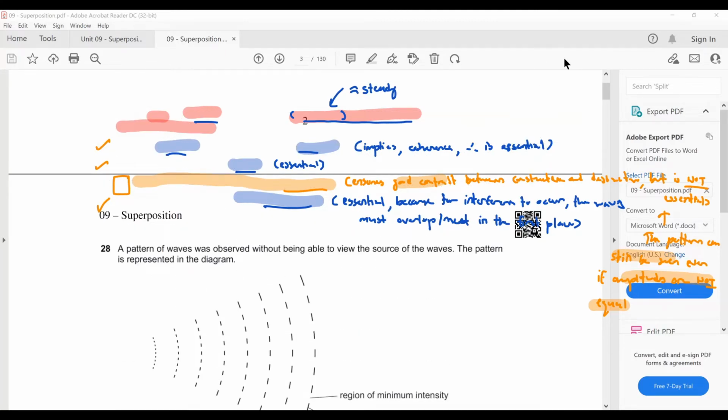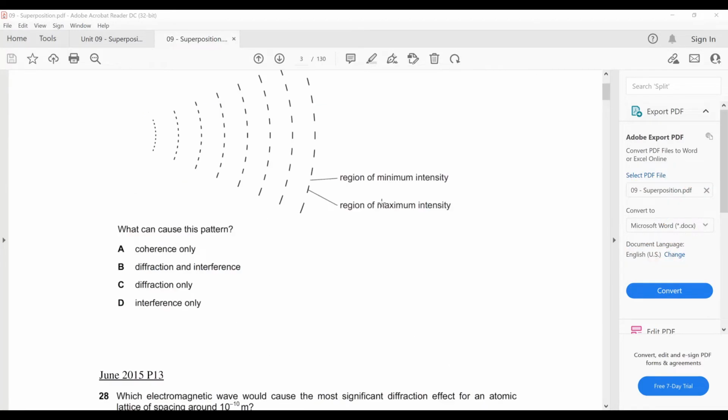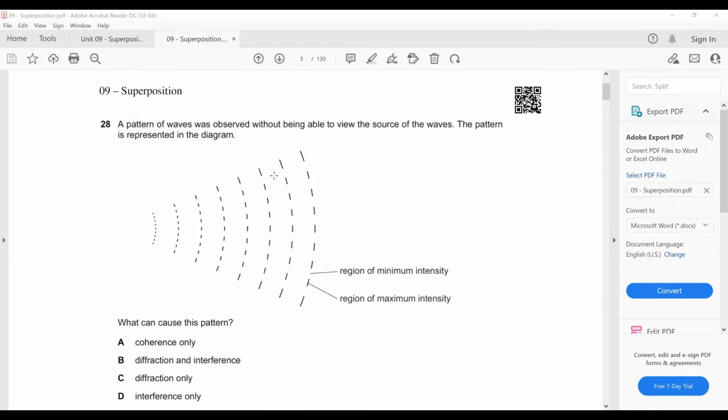Then after that, if you just look at page 3 of your worksheet, not the notes, page 3 of your worksheet. Over here we tell you a pattern of waves was observed without being able to view the source of the waves. The pattern is represented in this diagram. You see here they tell you the region of maximum intensity is represented by these lines here.